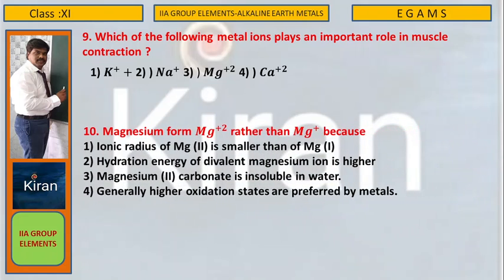Magnesium forms the magnesium ion Mg2+ rather than Mg+, because see here two ions are there. We go to some little explanation. What is the difference between Mg2+ and Mg+? Ionic radius of Mg2+ is smaller than Mg+. Hydration energy of divalent magnesium ion is higher. Magnesium carbonate is insoluble in water. Generally, higher oxidation states are preferred by the metal. Among these four options, which is the correct option related to divalent magnesium and monovalent magnesium?